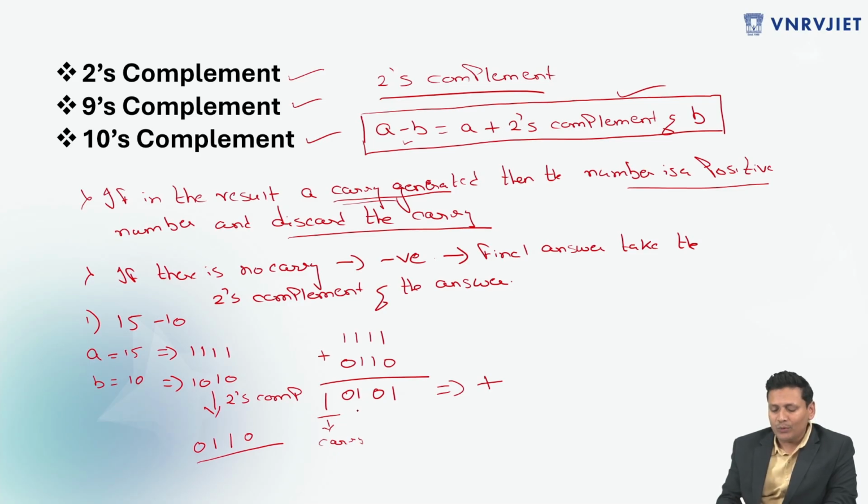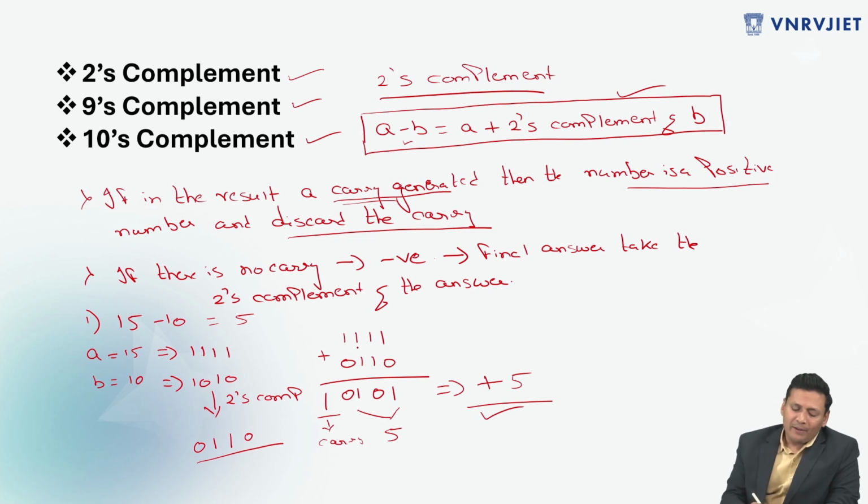And what is this value? 1 0 1. 0 1 0 1 is 5. So this is nothing but plus 5. So what was the expected answer? 15 minus 10 should be positive 5, and we got the same answer, that is positive 5, but only using one operation, that is addition.